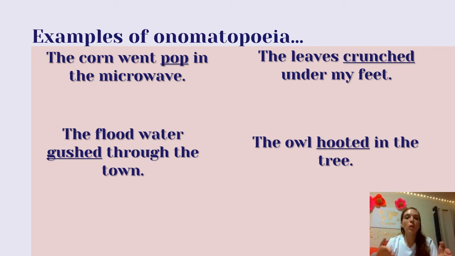Look at the other one. The flood water gushed through the town. Gushed is like it goes forcefully, okay? You can hear it and you can see it because it's an onomatopoeia. It describes the sound. It gushed. It went into the town. The leaves crunched under my feet. Okay, you ever step on a leaf and it goes crunch, crunch, crunch?